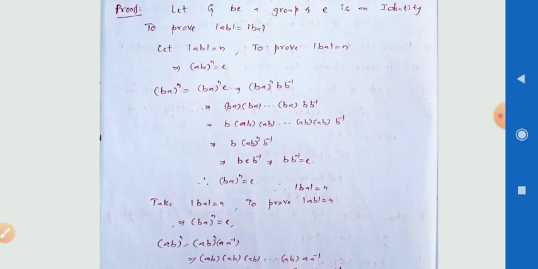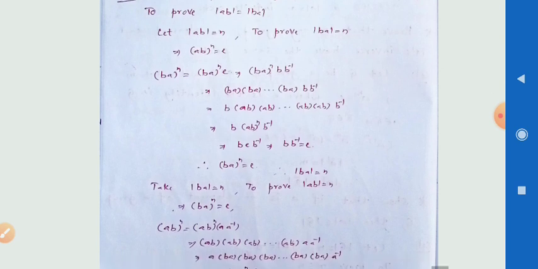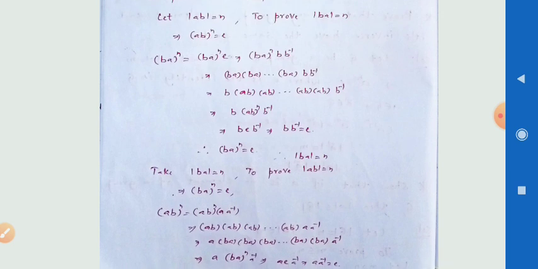Then order of BA is equal to n. Similarly, above I took order of AB equal to n, and I have shown order of BA is equal to n. Now for the opposite side, I take order of BA equal to n, and then I have to show that order of AB is equal to n.